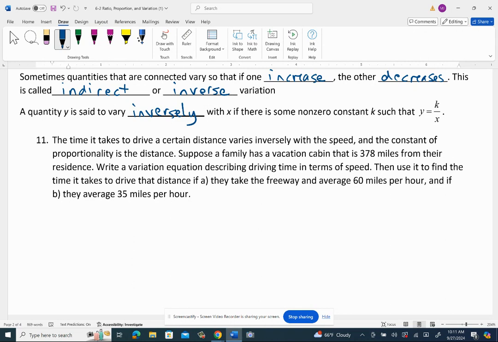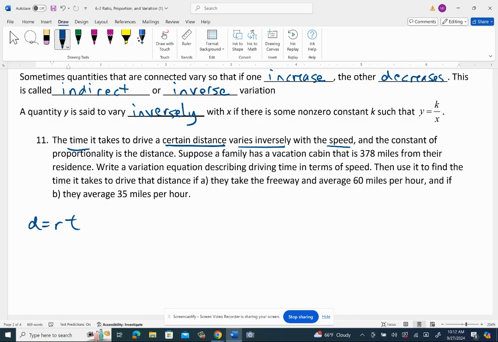And there's a common context that you might have some experience with where this is the case. So distance equals rate times time. If I were looking at that, and I was going to think about the scenario in this problem. This problem says the time it takes to drive a certain distance varies inversely with the speed. Okay?